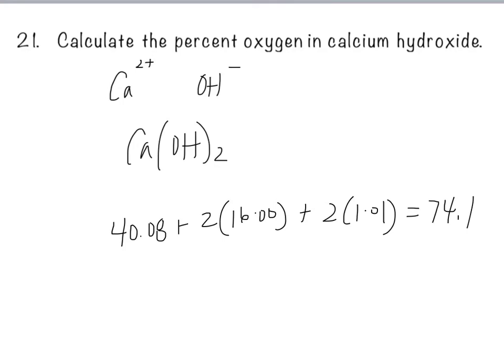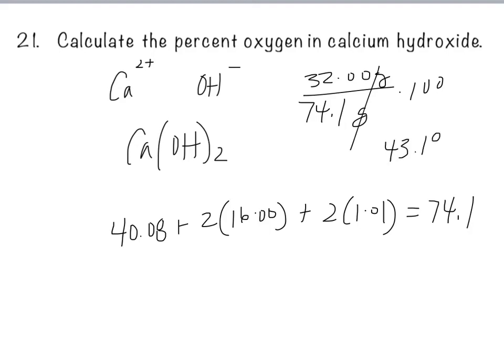And so I look at the mass of the oxygen. There are 2 of them times 16, so that gives me 32 grams per mole. The total mass is 74.1. The grams are going to cancel, times 100. 43.18%. Like I said, I would go out to probably 2 decimals.